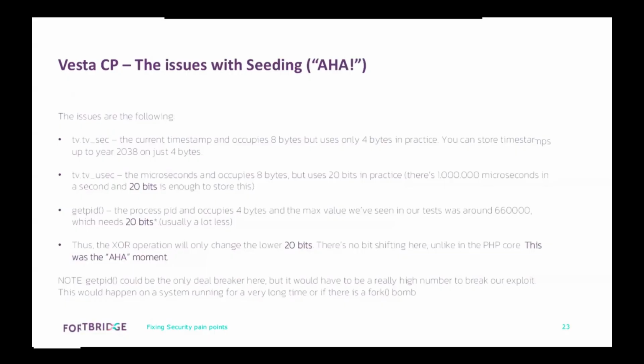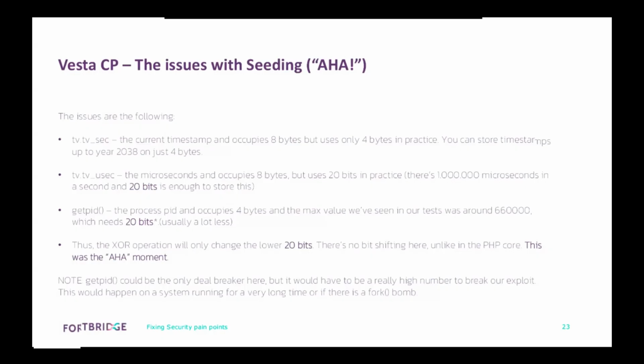And after some time of thinking, I had an eureka moment. And I realized the issues are the following. When we put everything together, this is what we have. The current second, or the current timestamp, occupies 8 bytes. However, only 4 bytes are used in practice.